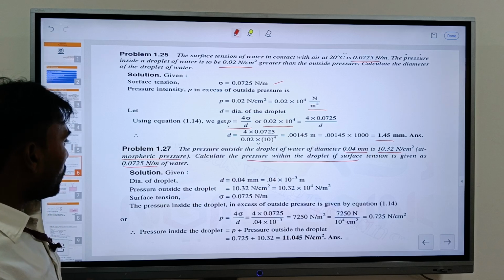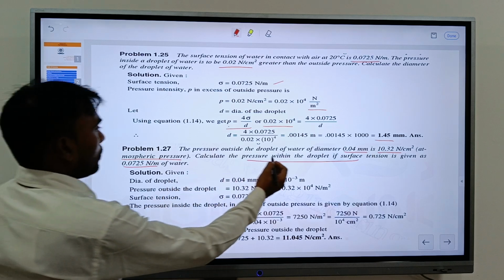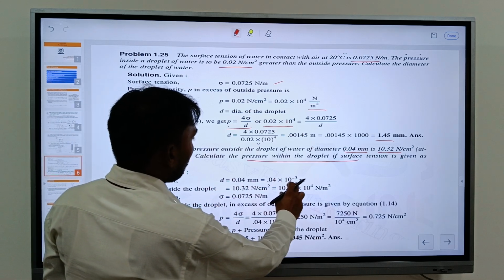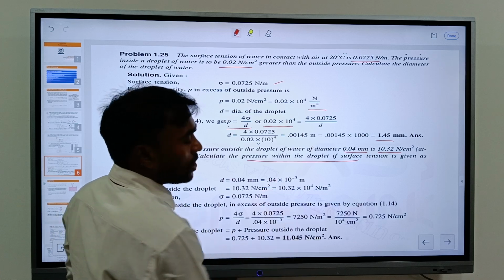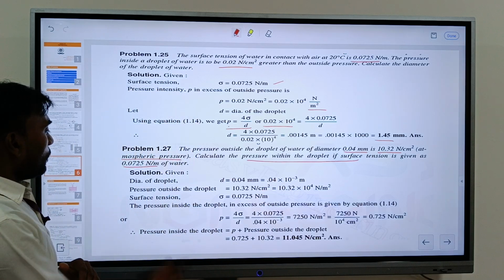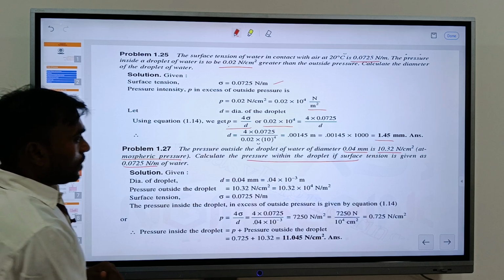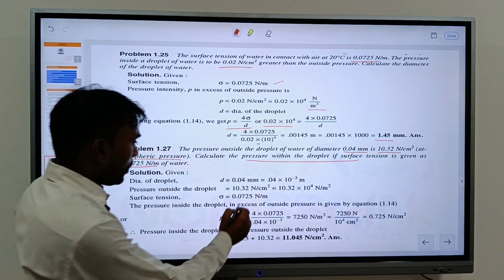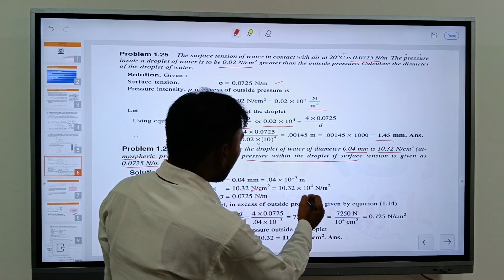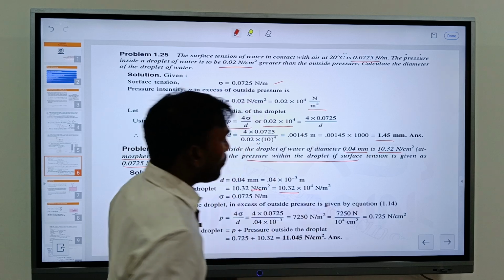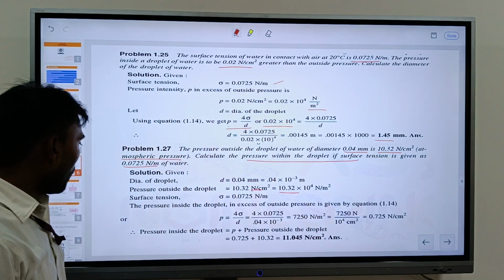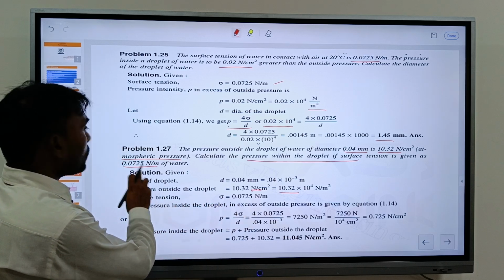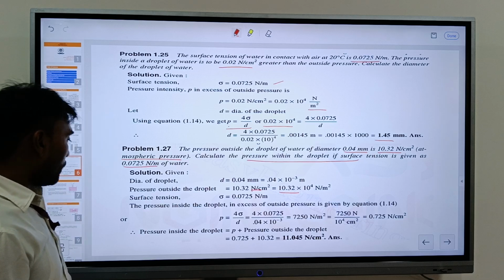Okay. So let us solve this. The diameter of the droplet is given as 0.04 mm, then it will be 0.04 into 10 power minus 3 meter. Pressure outside the droplet is already given, 10.32 Newton per centimeter square. If you convert it in SI system, then it will be equal to 10.32 into 10 to the power 4 Newton per meter square. Surface tension is also given as sigma equal to 0.0725 Newton per meter.